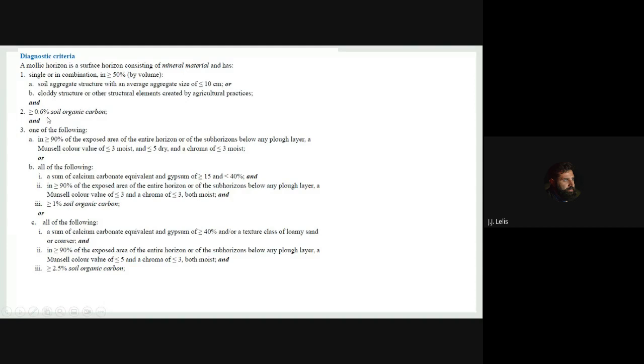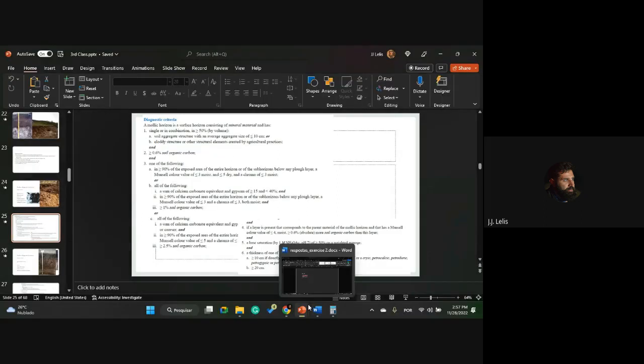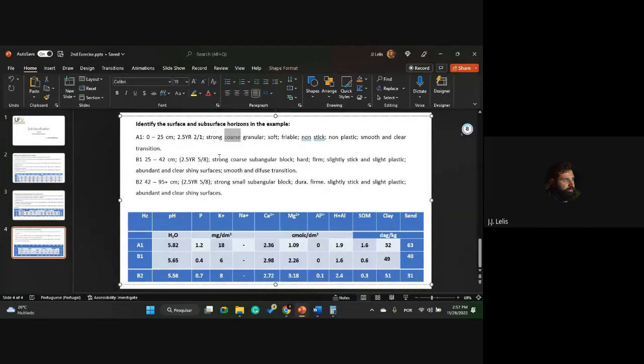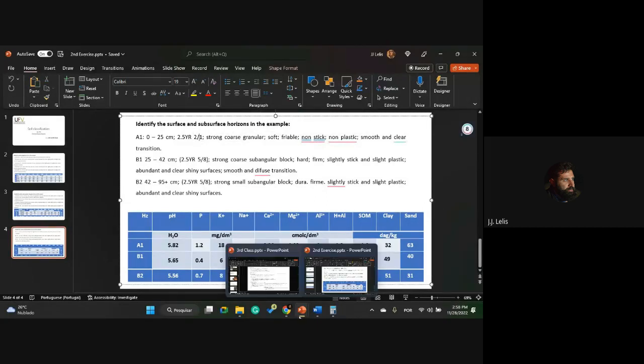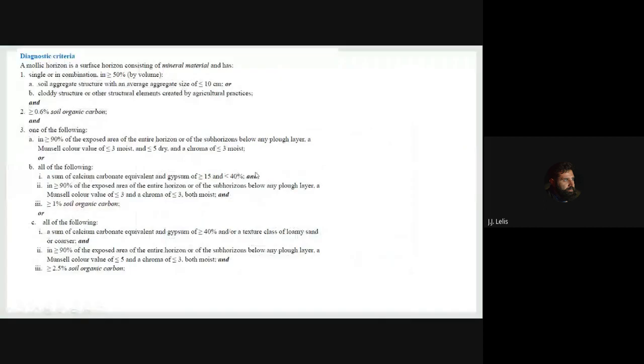Okay, we should possess a low value and a low chroma. And we have a low value and a low chroma, as we can see here, it's 2 and 1. And here we should possess equal or lower than 3, and equal or lower than 3. So we have 2 and 1. We are following this criteria.